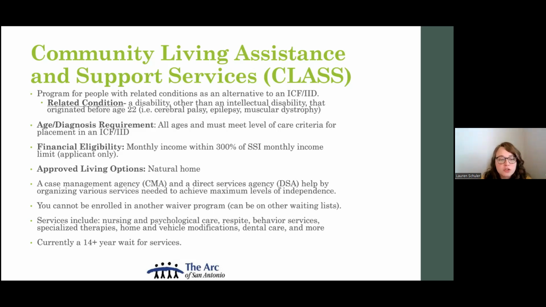So they're going to be the ones coordinating those services that you see down there at the bottom, such as the nursing and psychological care, specialized therapy. So that could be equine therapy, music therapy, things outside the standard speech, OT, and physical therapy. And again, this is going to be a long wait list, 14+ years, because CLASS and HCS are the ones that the majority of individuals are going to be on, because they span the largest range of eligibility.